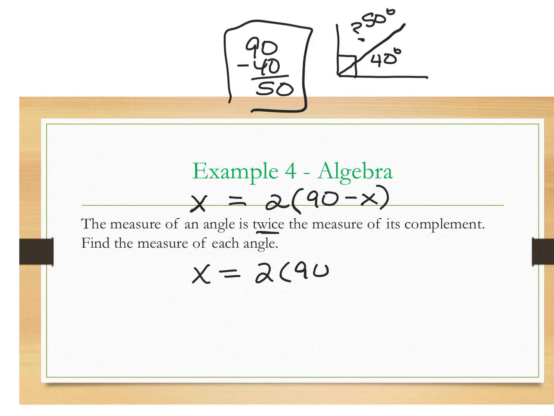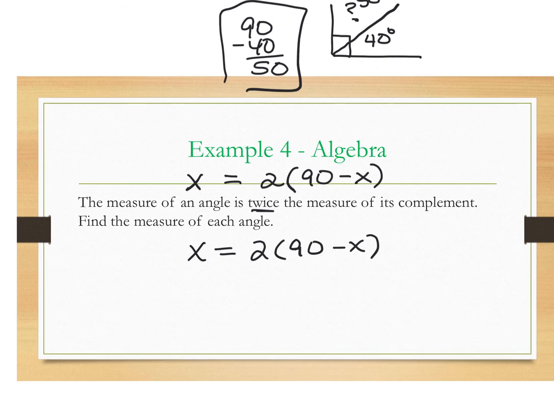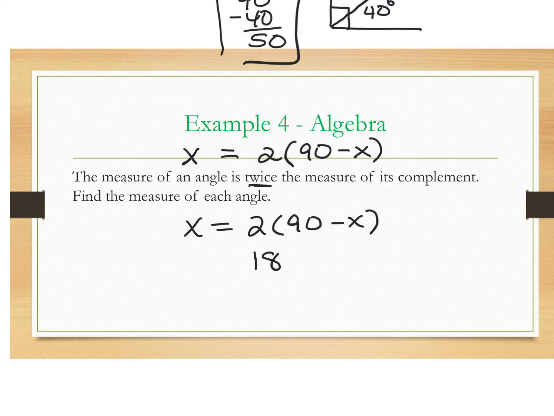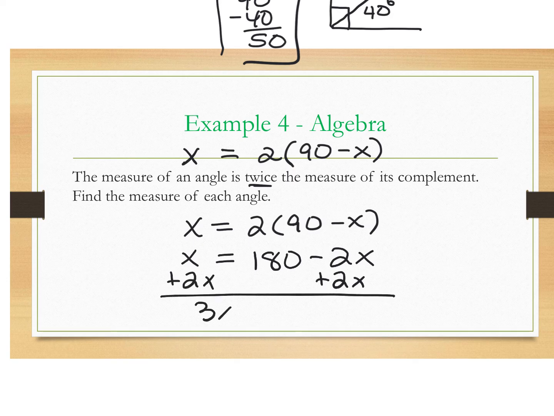So I'm going to solve this equation. I'm going to distribute the 2 first. I get 180 minus 2x. I now need to get my x's together. So I'm going to add 2x. And I get 3x equals 180. Divide by 3. And x equals 60. So that's the angle. To find its complement, I just subtract it from 90.